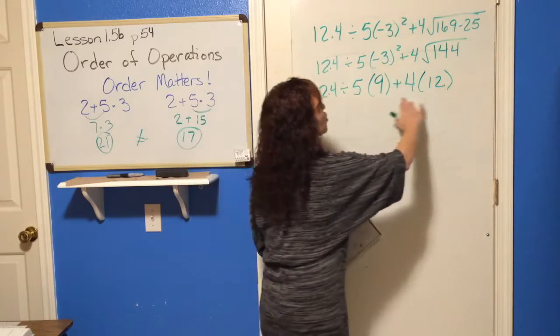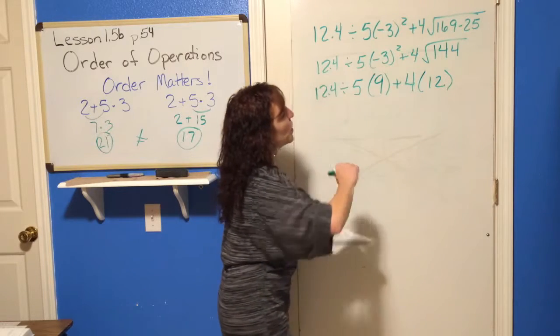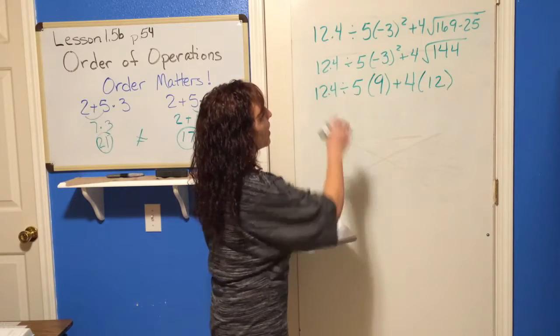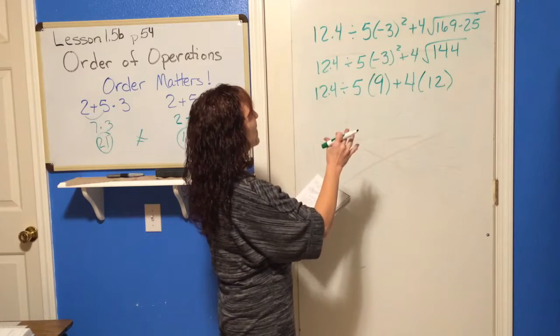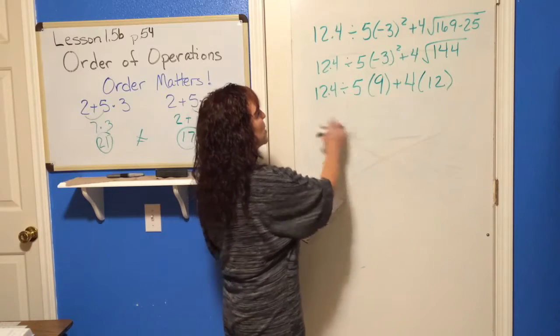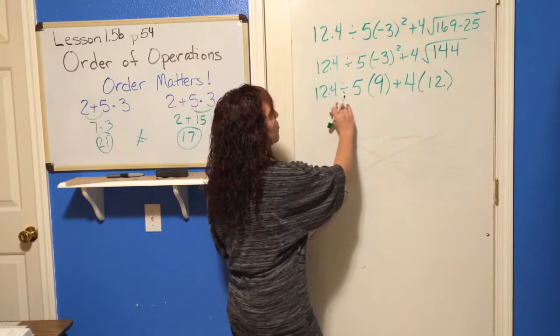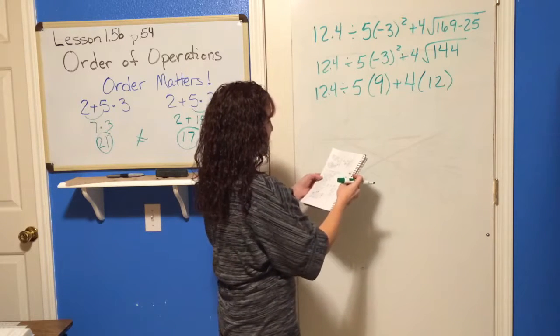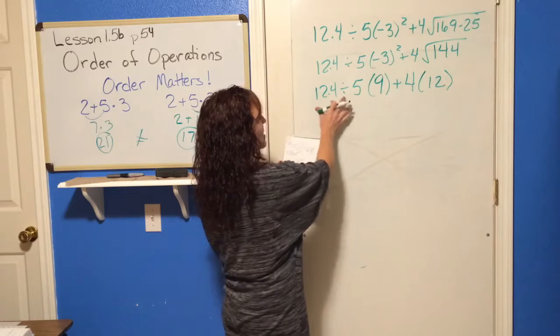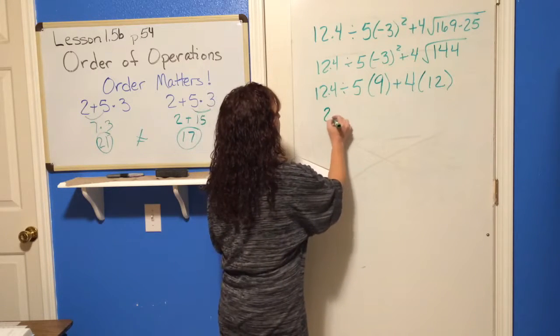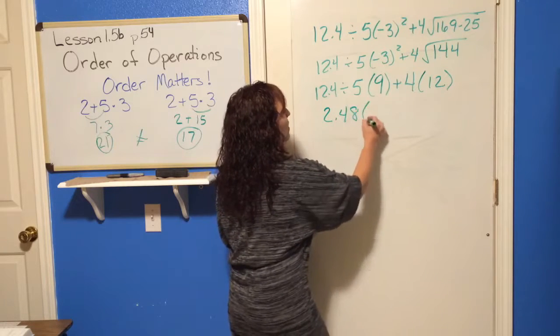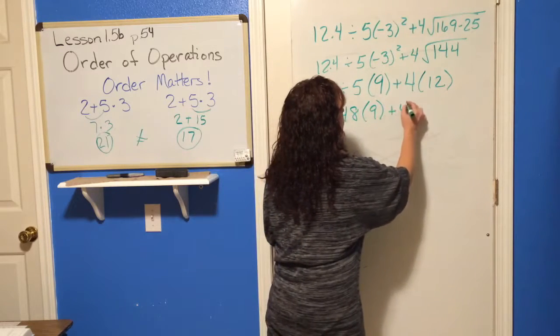Now we are finished with everything down. We've got parentheses. We did exponents. We did exponents. Now we're on multiplying and dividing. So we come along left to right. 12.4 divided by 5. I happened to have done that ahead of time. You can stick it into your handy dandy calculator if you want, or stick it over to the side. 2.48 times 9 plus 4 times 12.